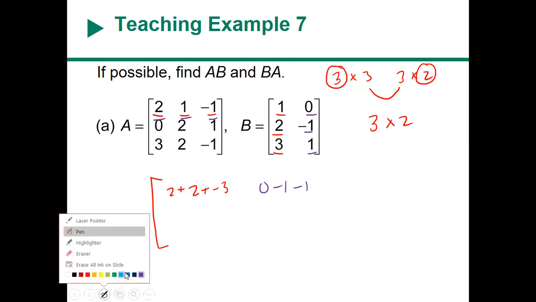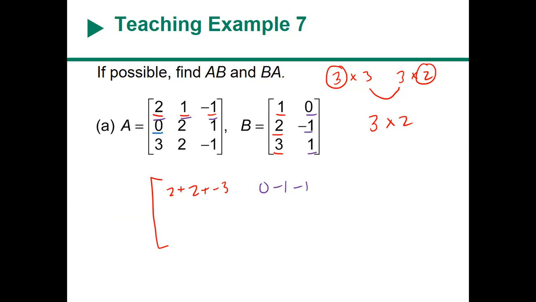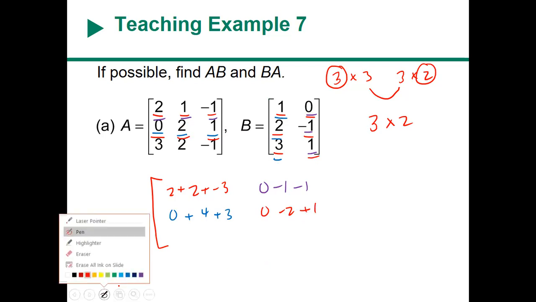Now I'm on to my second row. So let's do blue. I'm going to do 0 times 1 is 0. 2 times 2 is 4. 1 times 3 is 3. Need another color. I have 0 times 0 is 0, 2 times -1 is -2, and then I have 1 times 1, plus 1. Done. We're on our last one.